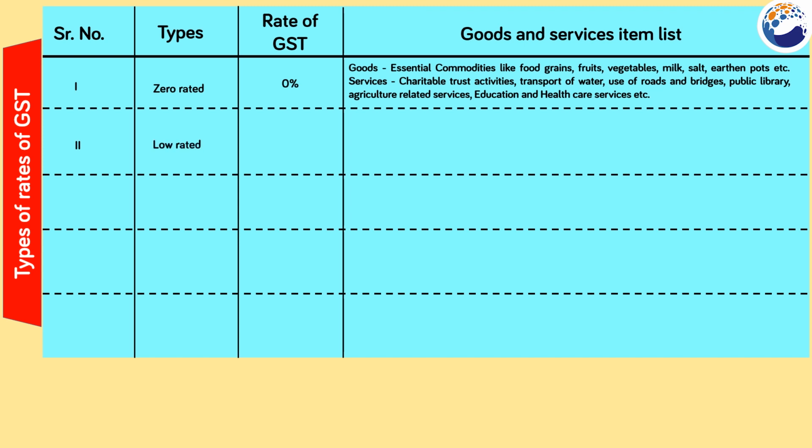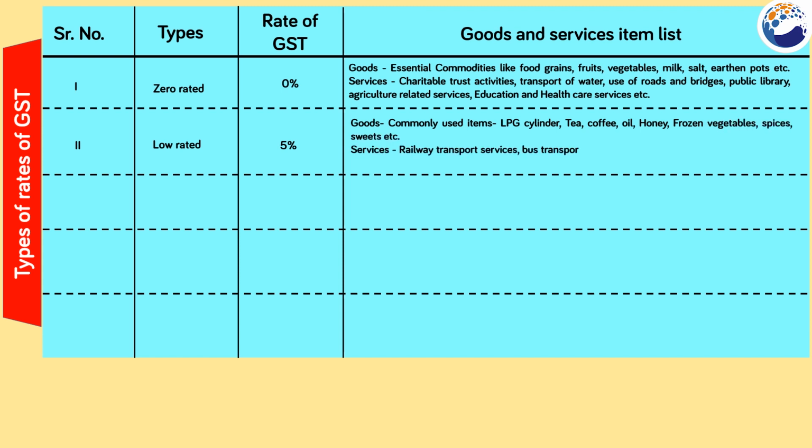2. Low rated. In this category, GST rate is 5%. It is applicable on commonly used goods like LPG cylinder, tea, coffee, oil, honey, frozen vegetables, spices, sweets, etc., and on services like railway transport services, bus transport services, taxi services, air transport, economy class, hotels providing food and beverages, etc.